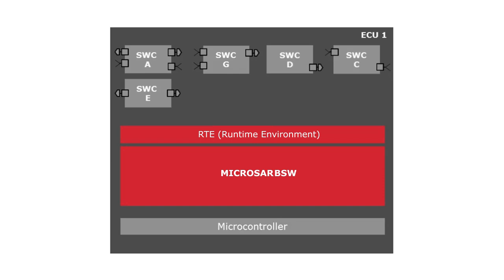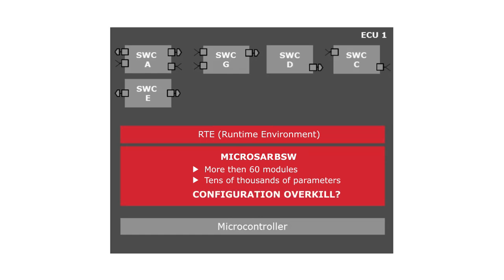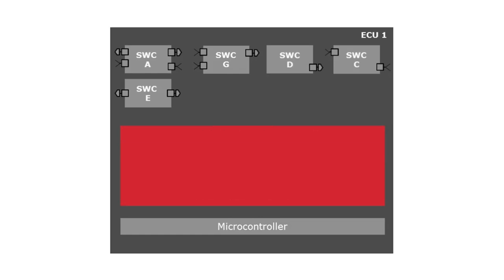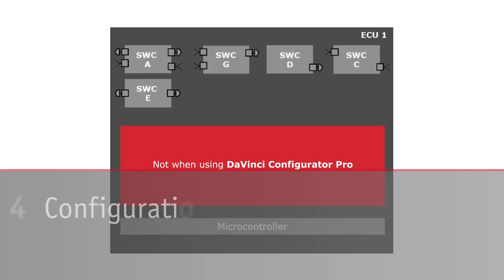You need to configure the basic software and the RTE individually for the specific ECU. The foundation for this is the ECU-specific extract of the system description. This is a complex task because there are over 60 basic software modules and tens of thousands of configuration parameters, some of which are interdependent. You can, however, easily accomplish this work step by using Vector's DaVinci Configurator Pro.